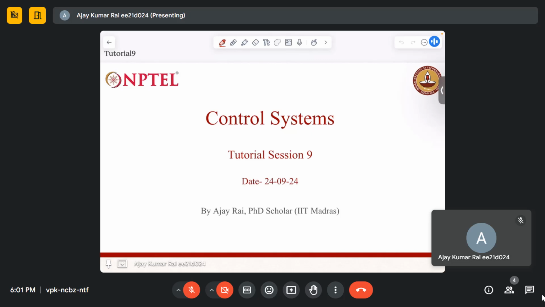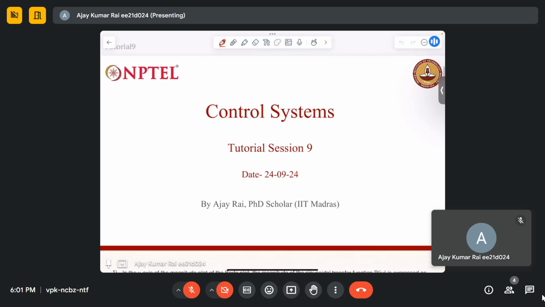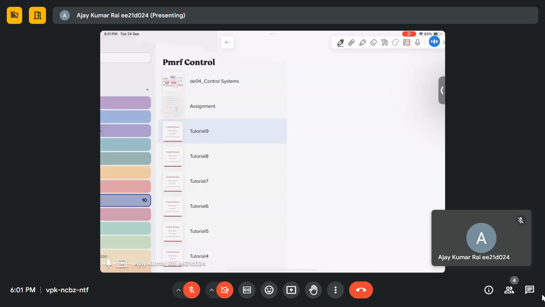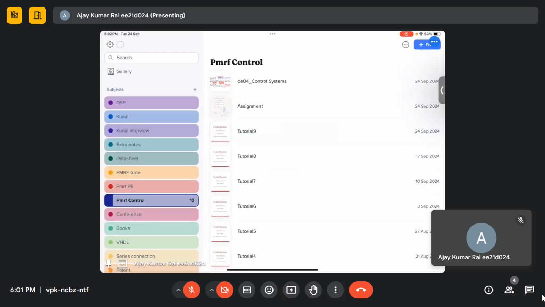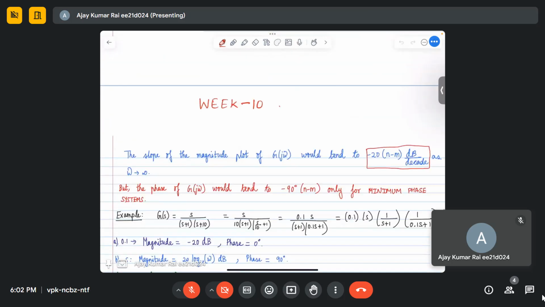So welcome to tutorial 9. In this tutorial we are going to cover questions on Bode plot. In week 9 we have seen how we can plot the response to sinusoidal inputs. In the previous week we saw that if we give a sinusoidal input to a plant, how the magnitude of the output changes and what the frequency is. In this week we will be seeing the frequency response. I will just cover what is covered in this week.